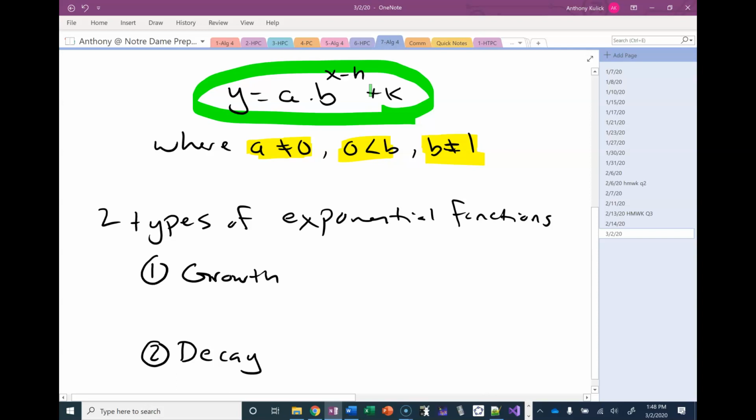It's b. So let's take a very simple example here, and let's just consider y equals b to the x. In this case, a is 1, h is 0, and k is 0, right? So this is about as simple as we can get.